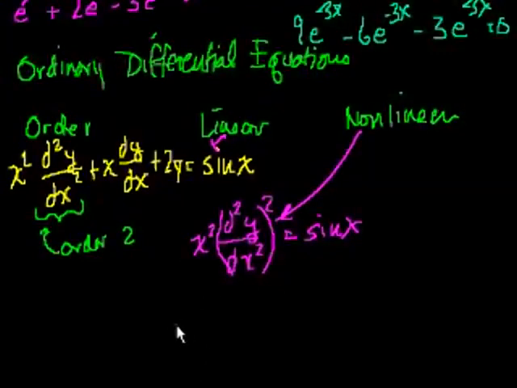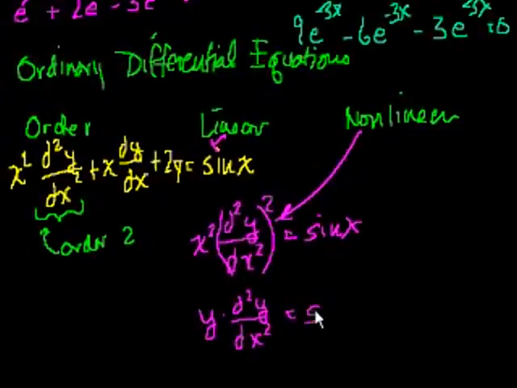Another example of a nonlinear equation is if I wrote y times the second derivative of y with respect to x is equal to sine of x. This is also nonlinear because I multiplied the function times its second derivative. Notice in the earlier example I did multiply stuff times the second derivative, but it was the independent variable x that I multiplied. But anyway, I've run out of time, and hopefully that gives you at least a good survey of what a differential equation is. In the next video, we'll start actually solving them. See you soon.